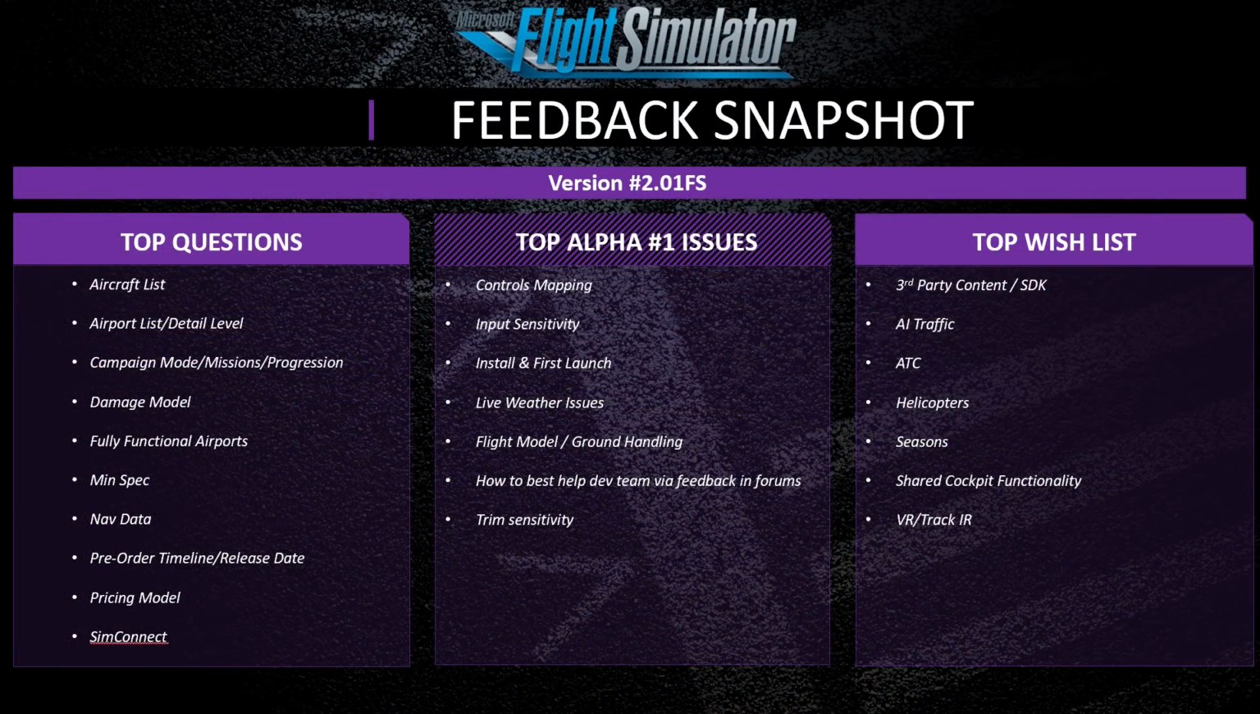Now, the feedback snapshot is also worth a look. This contains a list of the top questions, the top alpha issues, and the top wish list. Now, unfortunately for us, detailed answers and further information on each of these bullet points is reserved for Microsoft or Flight Simulator insiders, which means it's not something that we can actually see here on this video. But nevertheless, it's nice to get a bit of insight as to what's going on in there. The top wishlist is particularly interesting. We got some third-party content, SDK, AI traffic, ATC, helicopters, seasons, shared cockpit functionality, and my favourite, VR and TrackIR.